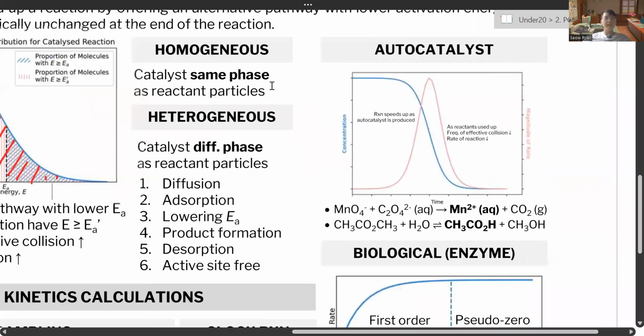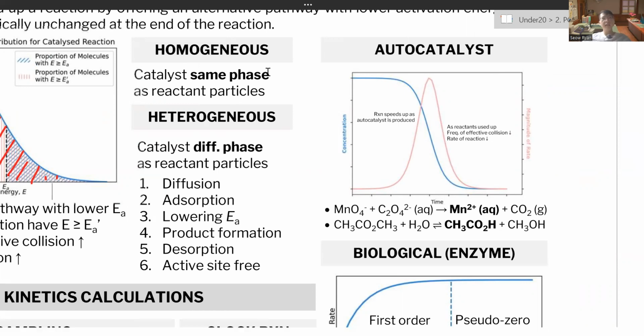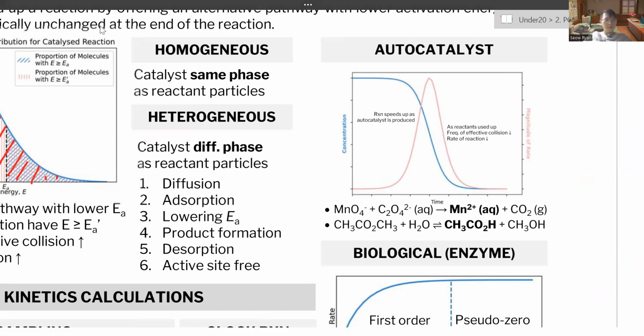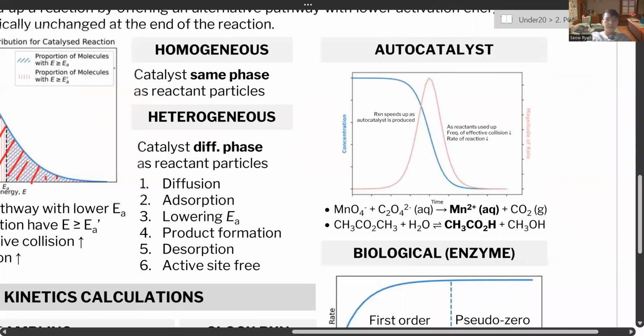Homogeneous catalysts are catalysts that exist in the same phase as the reactant particles, and heterogeneous catalysts are catalysts that exist in a different phase from the reactant particles. A heterogeneous catalyst has a sequence of events, known as a mechanism or the mode of action. The first thing is that the reactants have to diffuse to the surface.